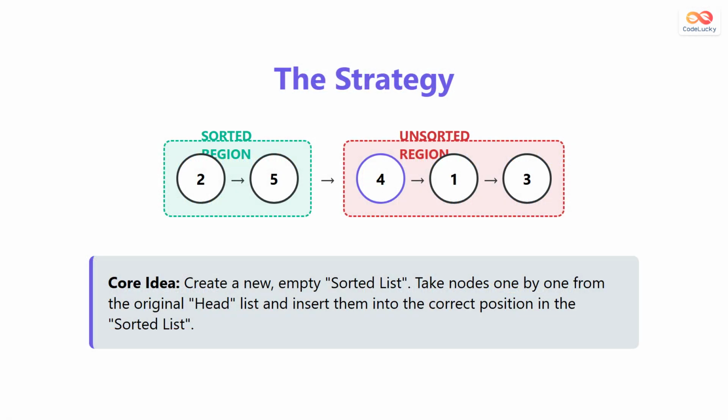Here is our high-level strategy. We will maintain a separate, sorted region. Initially, this region is empty. We iterate through our original input list, which acts as the unsorted region. We take one node at a time, detach it, and traverse the sorted region from the beginning to find exactly where it fits.